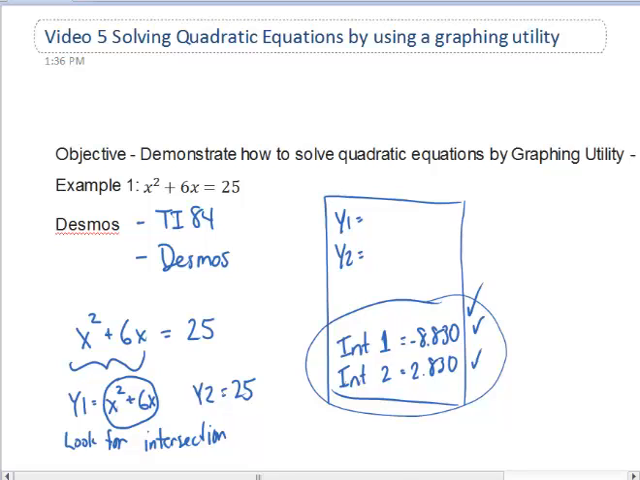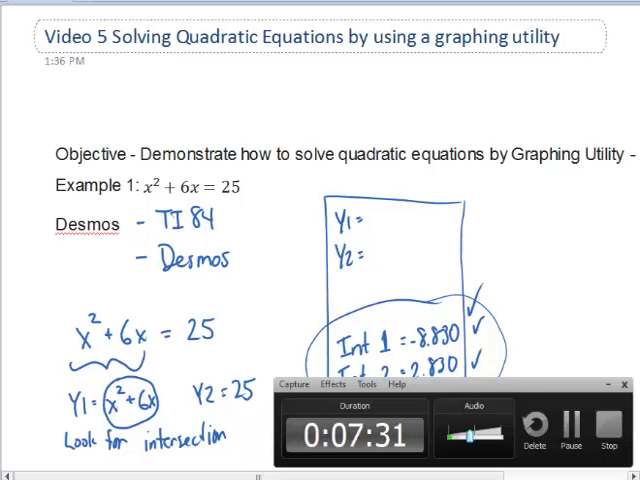I hope this video has helped you understand how to use the graphing tools to find solutions between curves, and we'll also be doing more of this in class.